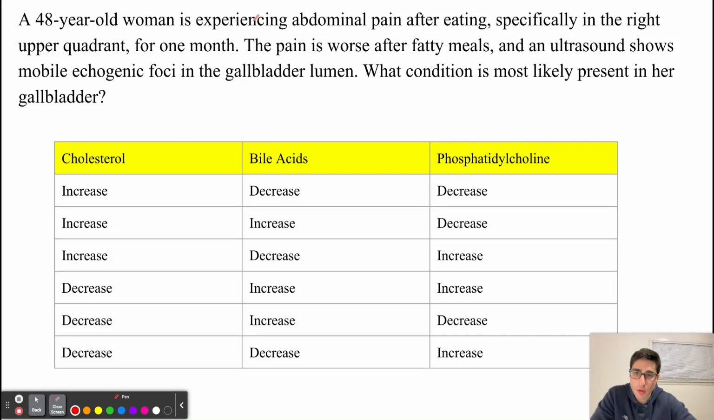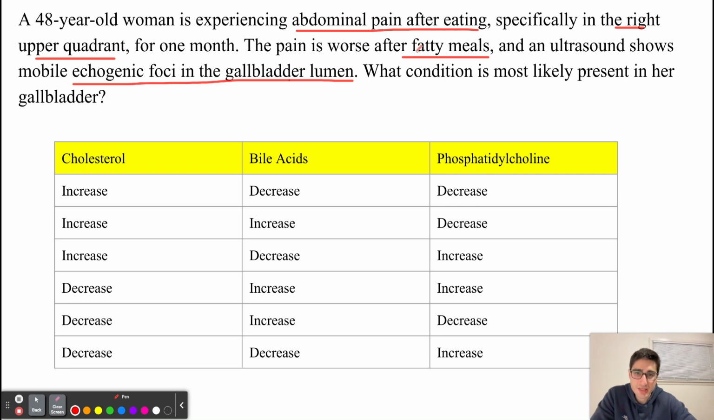A 48-year-old woman is experiencing abdominal pain after eating, specifically in the right upper quadrant, for 1 month. The pain is worse after fatty meals, and an ultrasound shows mobile echogenic foci in the gallbladder lumen. What condition is most likely present in her gallbladder?